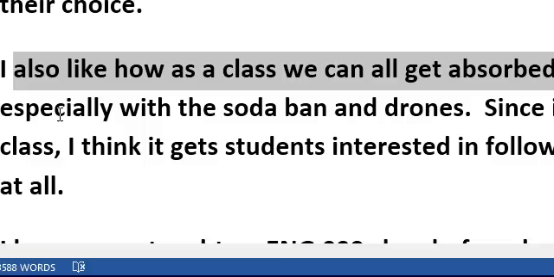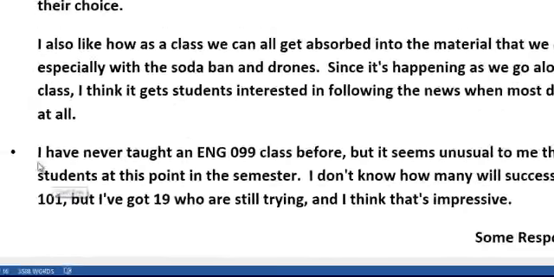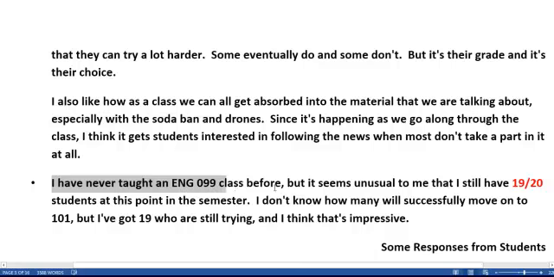And I think you'll see in a little bit that the material some of us have used in common does help draw these students in. Finally, I doubt this is representative of the kind of success one can see using the pilot curriculum, but this instructor writes, "I've never taught an English 099 class before, but it seems unusual to me that I still have 19 out of 20 students at this point in the semester," to which I say, maybe you should be teaching this video instead of me.